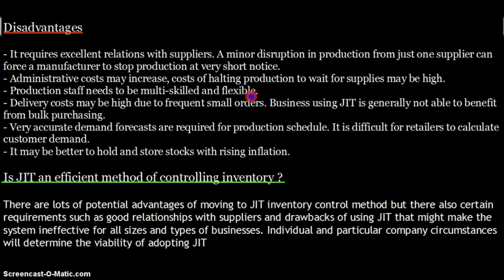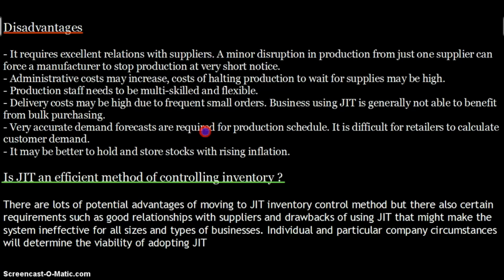The production staff needs to be multi-skilled and flexible. So as soon as the stocks arrive, they can go through the transformation process as soon as possible, converting the raw materials into finished goods as per the needs of customers, so that they can give both quantity and quality. Both should be there in the production staff, in the production process.